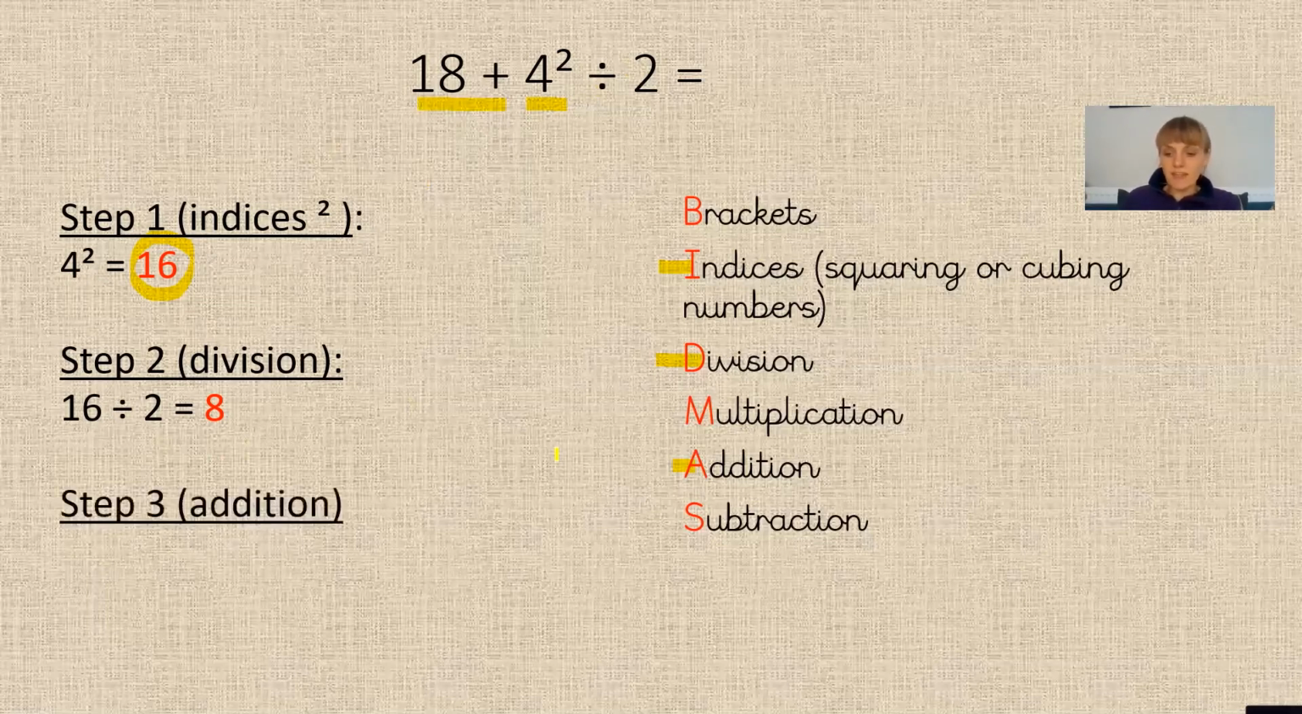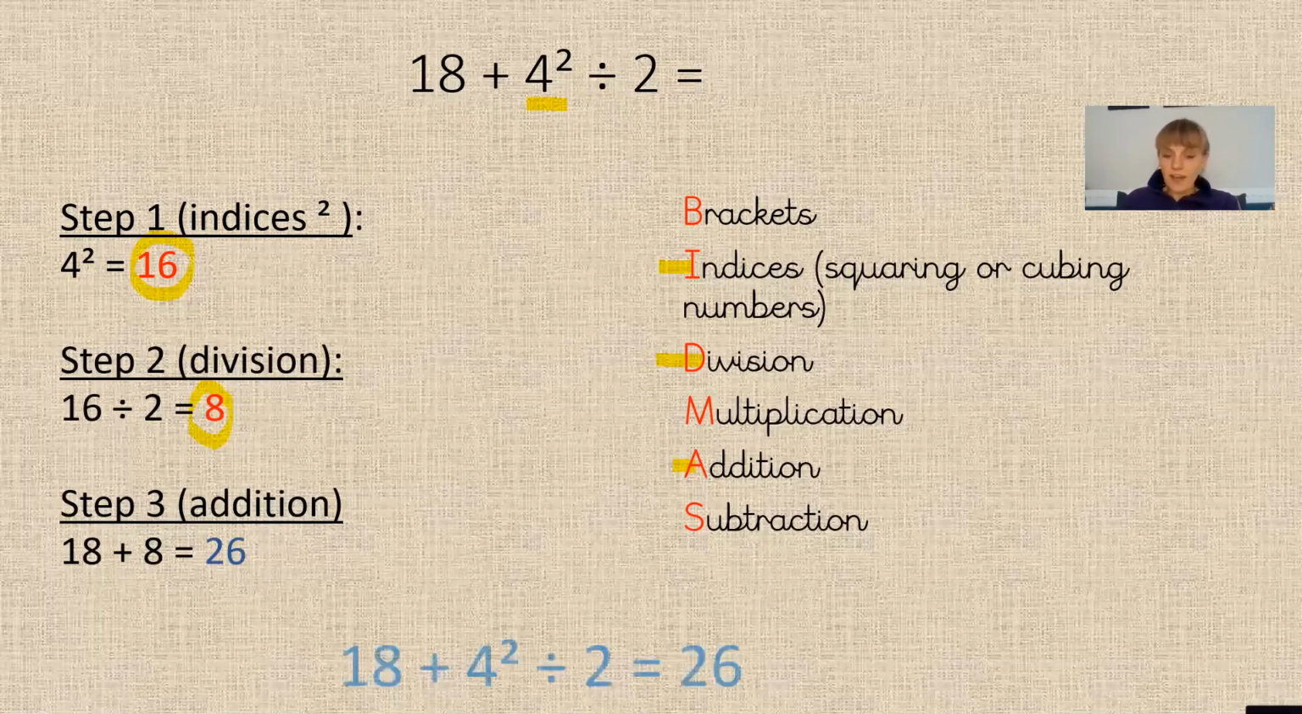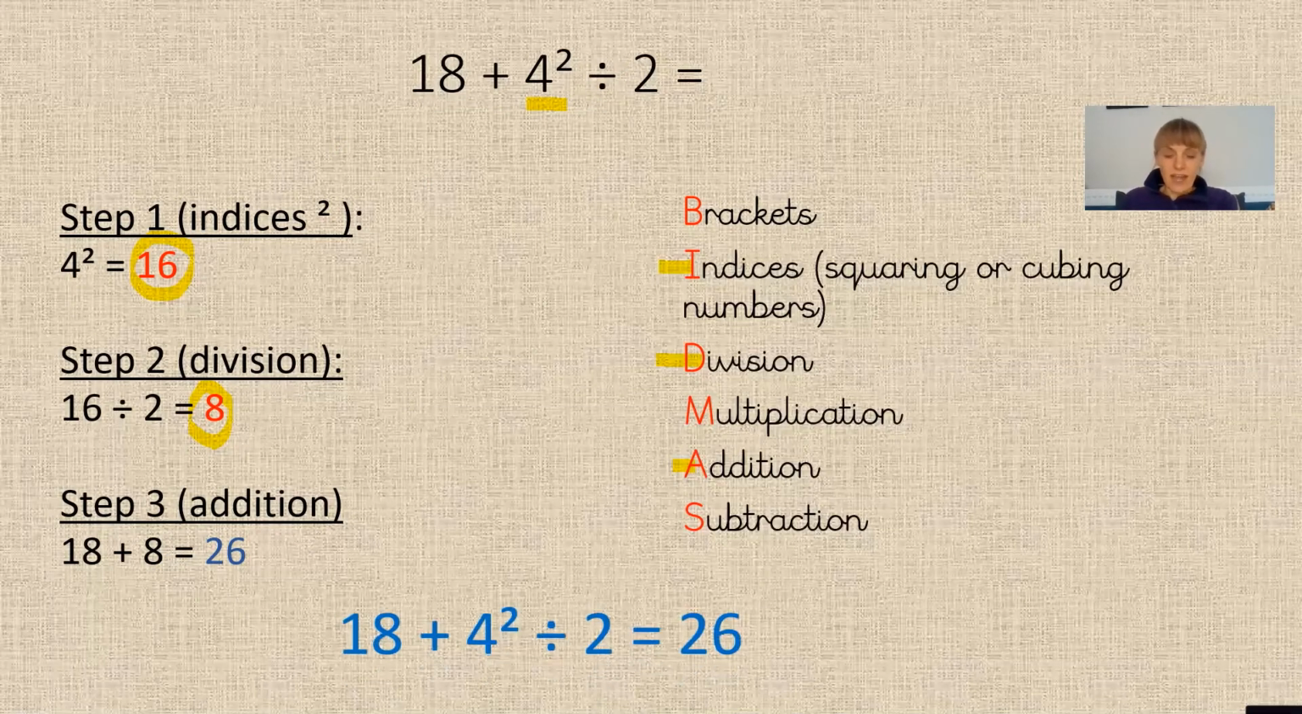So step 3 is the addition, where I take the answer from my division, because then I've used the other 2 steps in the calculation, and I'm going to add that to 18. So that gives me a final answer of 26. So 18 add 4 squared divided by 2 is 26. Now, if we didn't follow the rules of BIDMAS, following the steps of the order and the importance, then we'd get a very different answer, and we'd all end up with different answers. But only the correct answers will be if you followed the rules of BIDMAS.